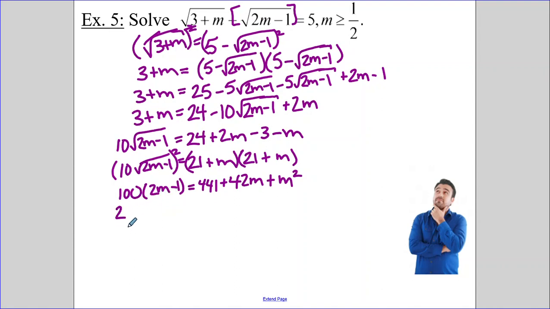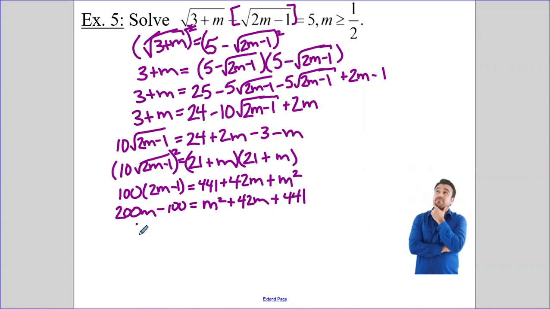So 200m minus, and then 100 times 1 is 100. I'm going to write my variables first and just tidy this part up. I haven't really changed anything here at all, just switched where the terms are. Okay, so m squared plus 42m plus 441.